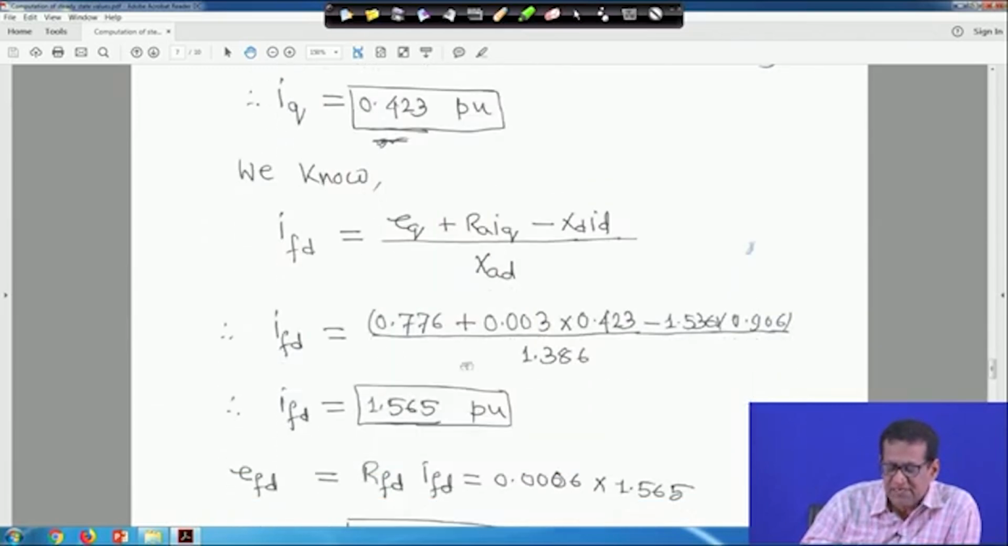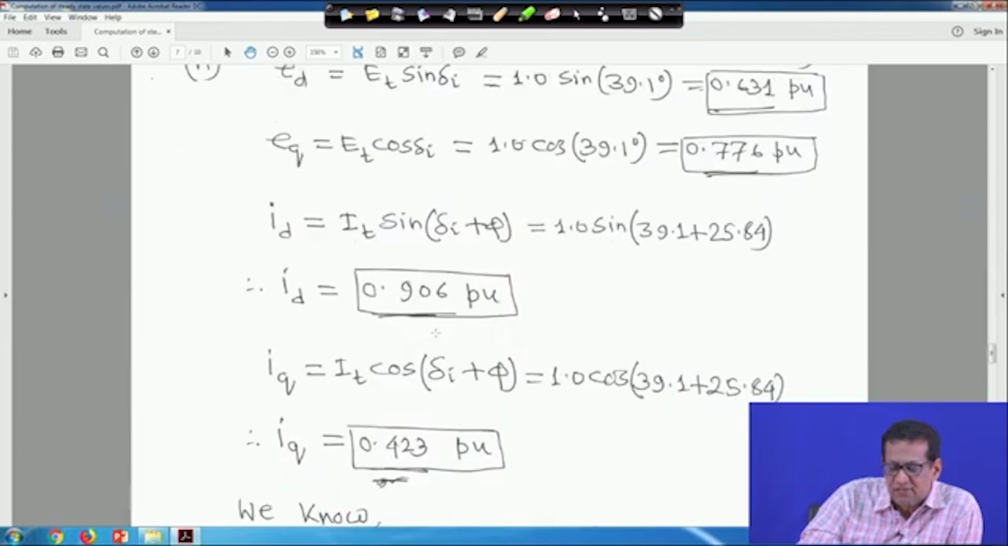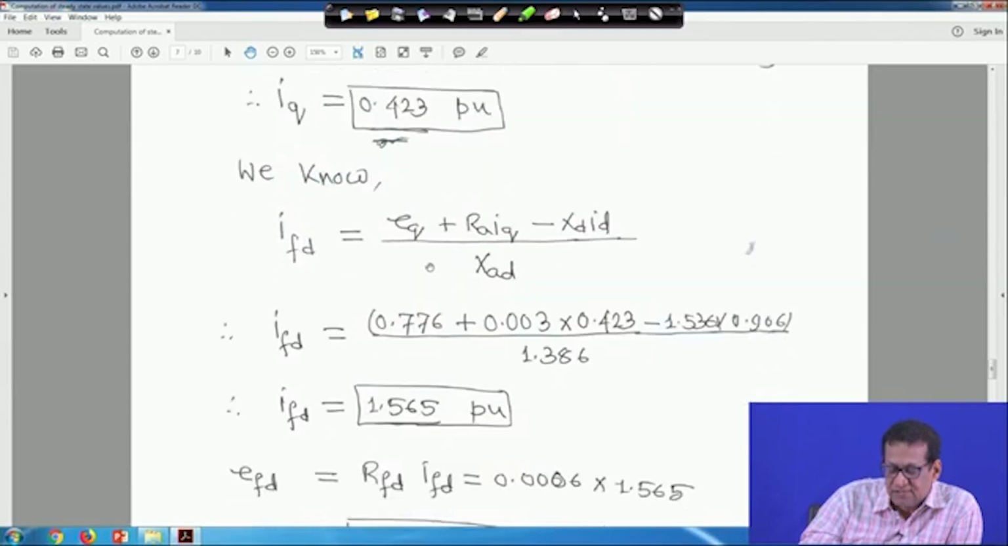We also know the field current, this formula or equation we have derived before. So, IFD will be (EQ plus RA IQ minus XD ID) upon XAD. EQ we have got 0.776, right. So, it is 0.776 and ED is 0.631, right. So, EQ is 0.776, RA is 0.003, IQ we have computed 0.423, minus XD is given 1.536 into ID, that is 0.906, divided by XAD we have computed 1.386.